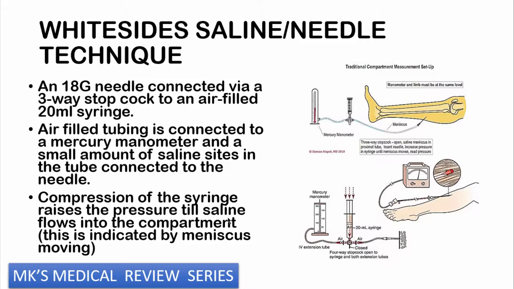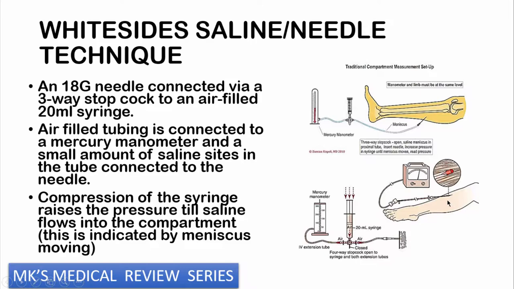So there's a traditional setup and there's actually a modified setup. I'll discuss pretty much the modified setup. You get an 18G needle that's going to be connected to a 3-stopcock. This 3-stopcock is going to be connected to a 20 mil syringe, which is air-filled. The other one is going to be connected to a mercury manometer. Then the other one is actually going to be connected to the compartment.